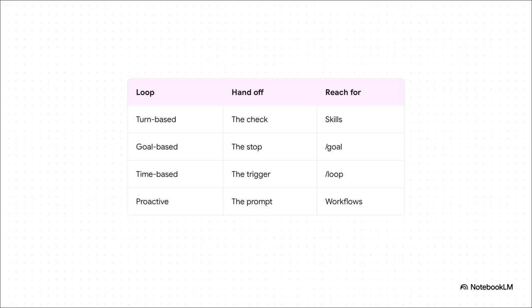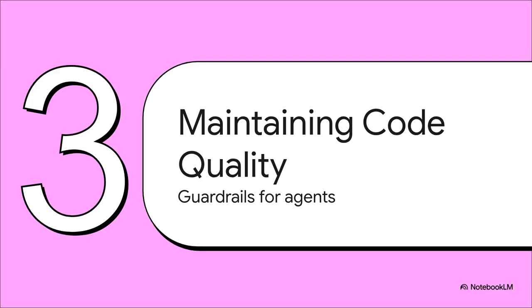Just to recap, with turn-based, you hand off the check. With goal-based, you hand off the stop condition. With time-based, you hand off the trigger, and with proactive loops, you hand off the prompt itself. Honestly, keep this in your back pocket. It's a perfect cheat sheet for understanding how to scale your use of Claude Code depending on what you're actually trying to achieve.